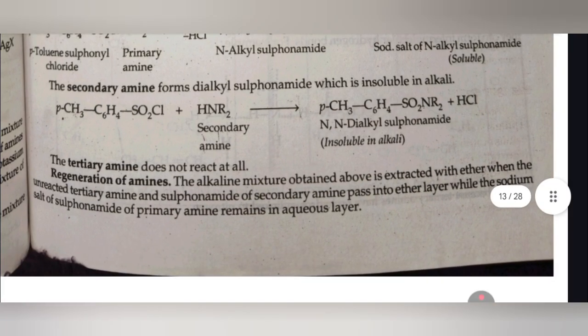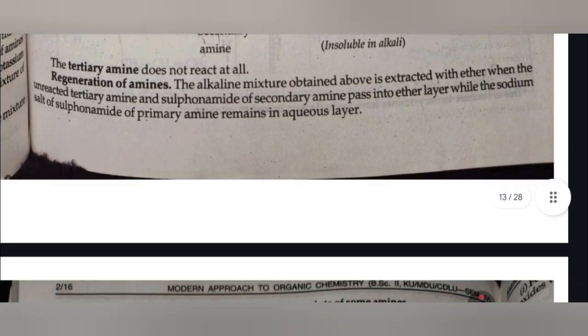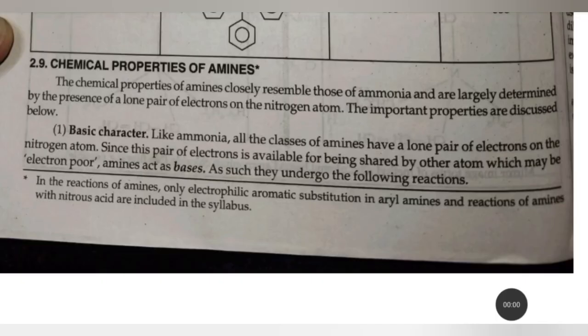The secondary amine forms dialkyl sulfonamide, which is insoluble in alkali. The tertiary amine does not react at all. Regeneration of amine: the alkaline mixture obtained is extracted with ether, when the unreacted tertiary amine and sulfonamide of secondary amine pass into the ether layer, while the sodium salt of sulfonamide of primary amine remains in the aqueous layer. Chemical properties of amine.